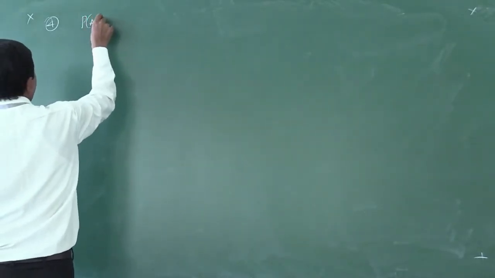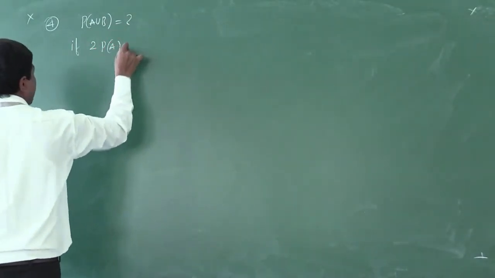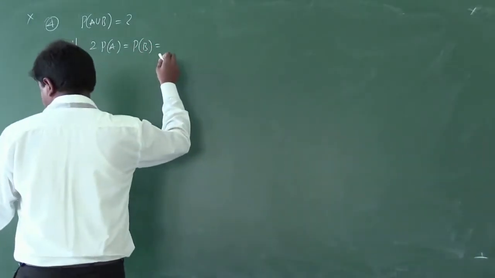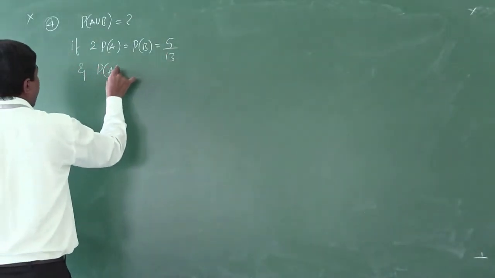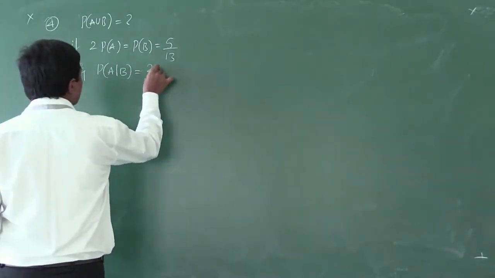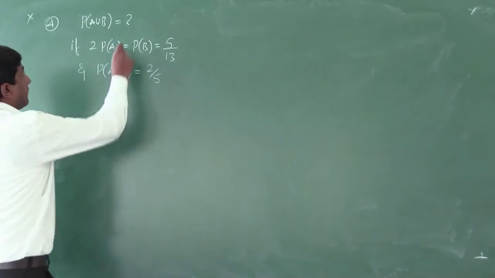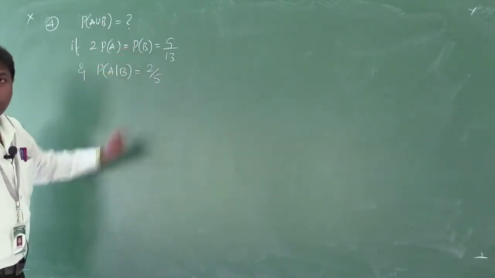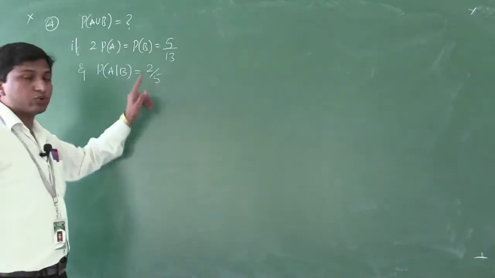Question number 4, we need to find out the value of P of A union B, okay? If these are the information given, 2 times P of A equals P of B equals 5 by 13, and P of A bar B is equal to 2 by 5. Okay. So we need to evaluate the value of P of A union B. It is given that 2 times P of A equals P of B equals 5 by 13. And also the P of A bar B value is given to be 2 by 5.